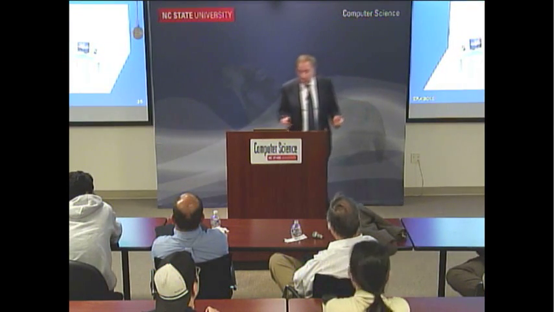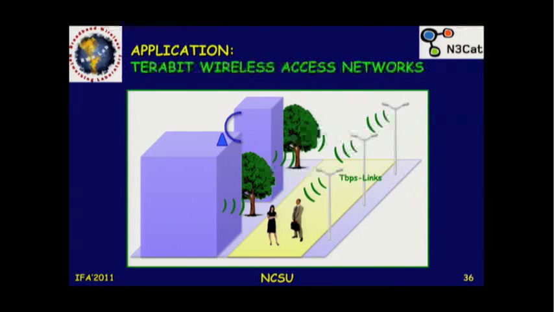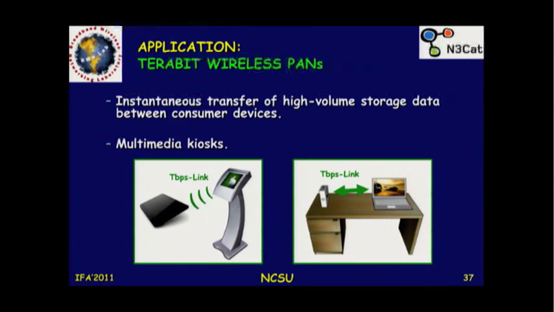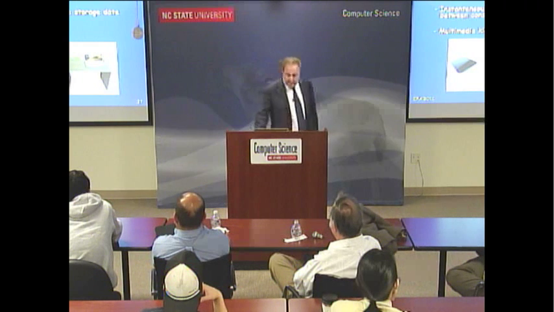And also the access networks. It will be terabit wireless access networks. I call them 6G or whatever, 8G. So like you can see, all the accesses will be on the terabit per second link. So terabit wireless personal area networks, like you can see, very short distances, you have all these different devices. You can go back and forth between these devices through the terabit links.